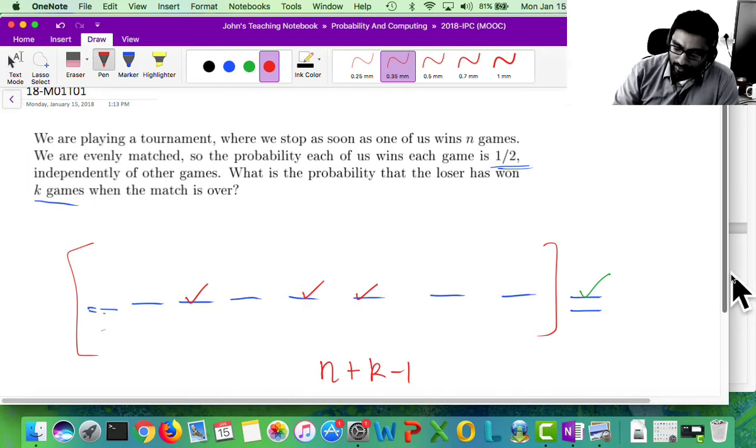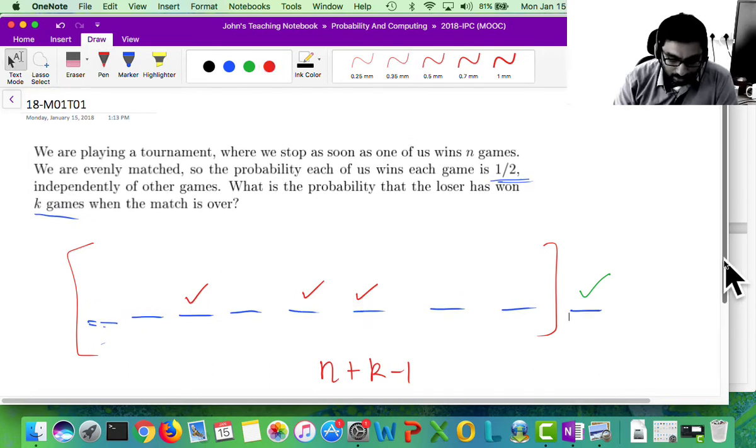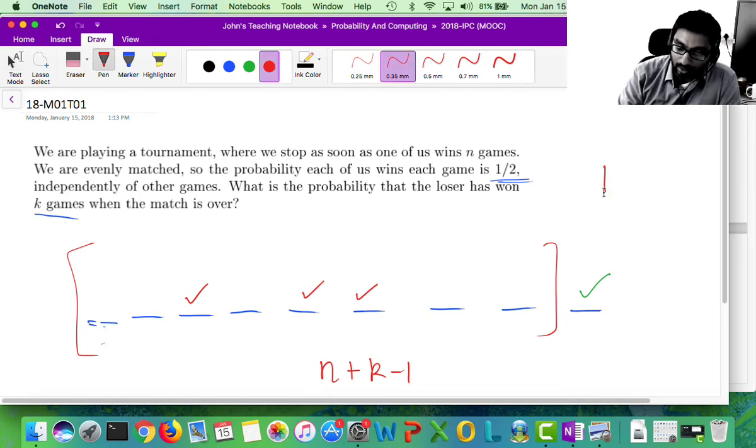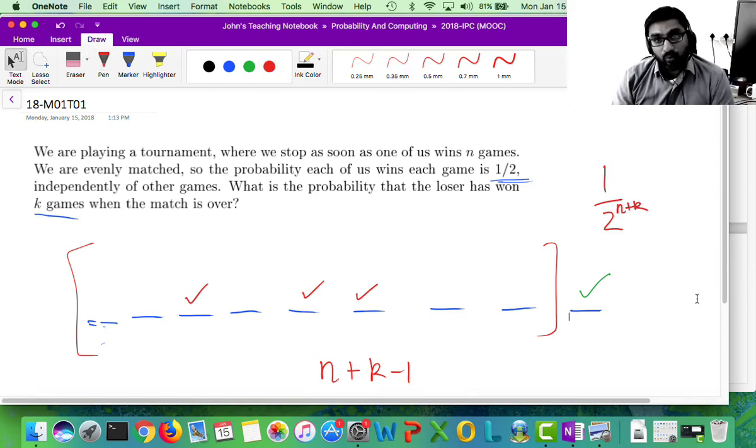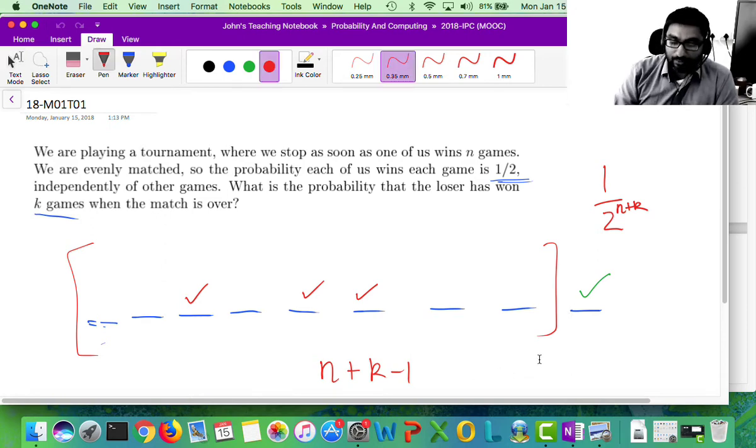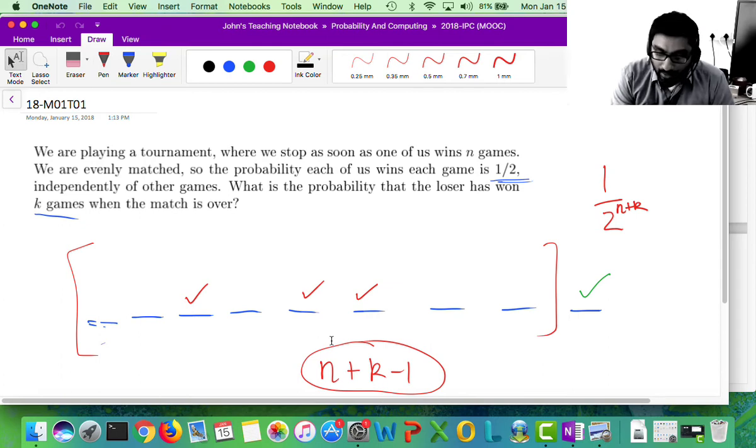so if you fix one such configuration, clearly the probability that you get this configuration is going to be nothing but 1 by 2 raised to the power n plus k. Why is that? Well, because there are a total of n plus k games played, out of which k were won by the losing player. But we want to ensure that those k losses occurred within the first n plus k minus 1 games, and we should account for the fact that any such subset of k games could have been won by the losing player. So which means that this is for one particular configuration.